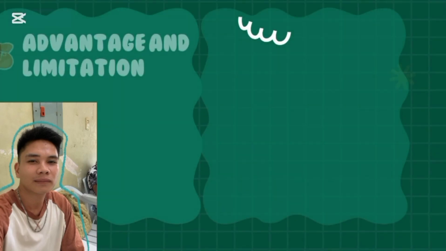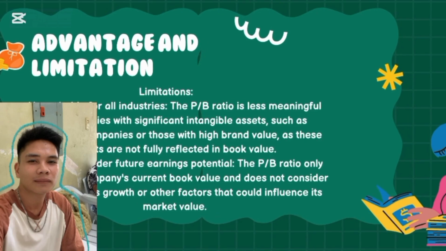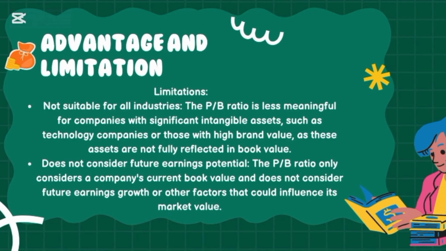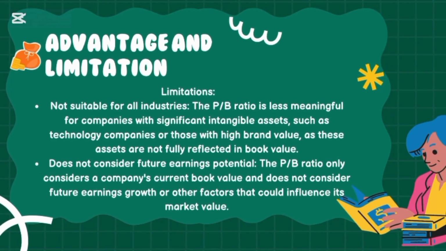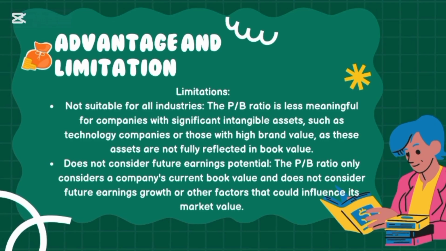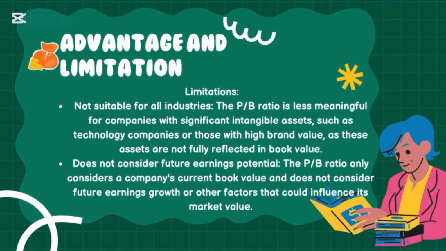Here are the limitations of price to book value. The first limitation is that it is not suitable for all industries. It is not applicable to all industries. The PB ratio is less meaningful for companies with significant intangible assets, such as technology companies or those with high brand value, as their assets are not fully reflected in the book value.